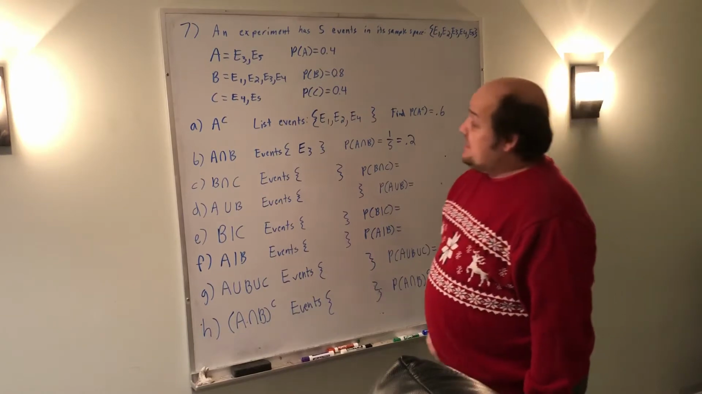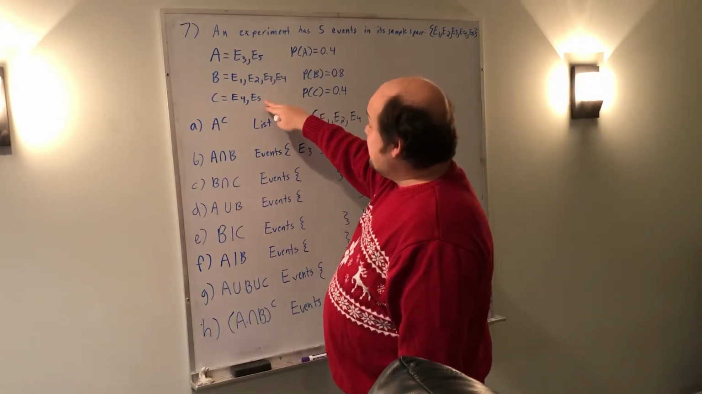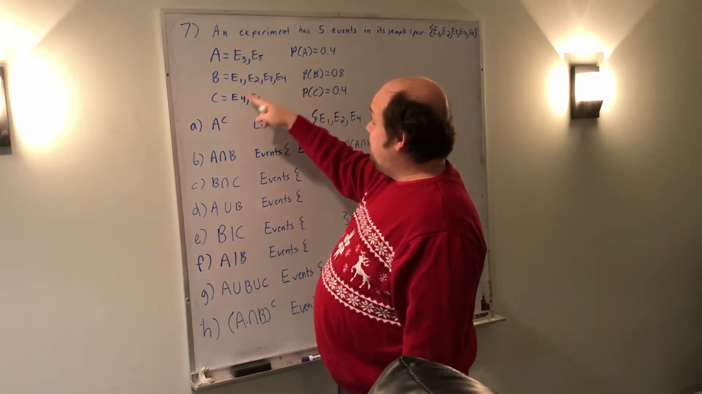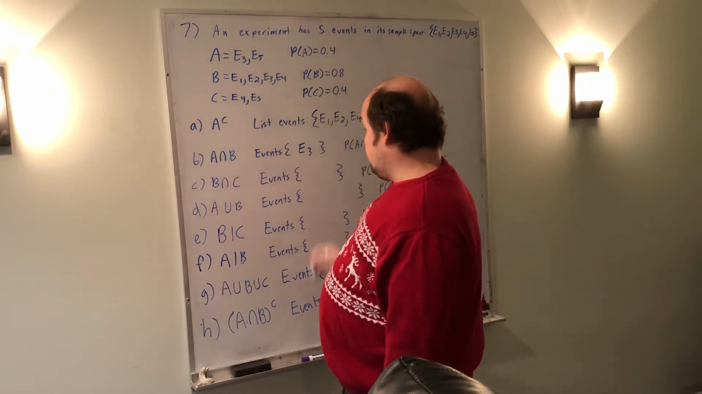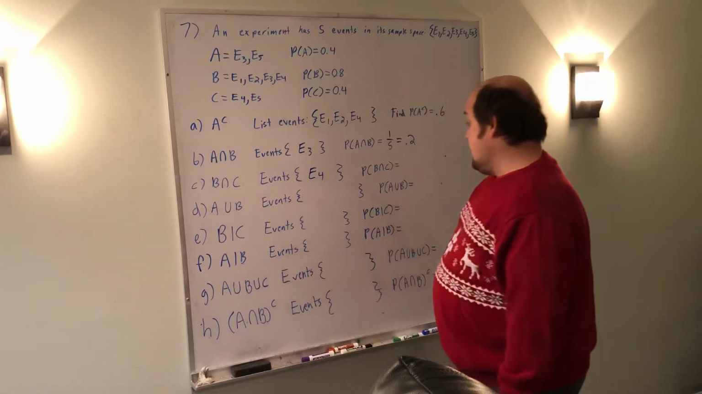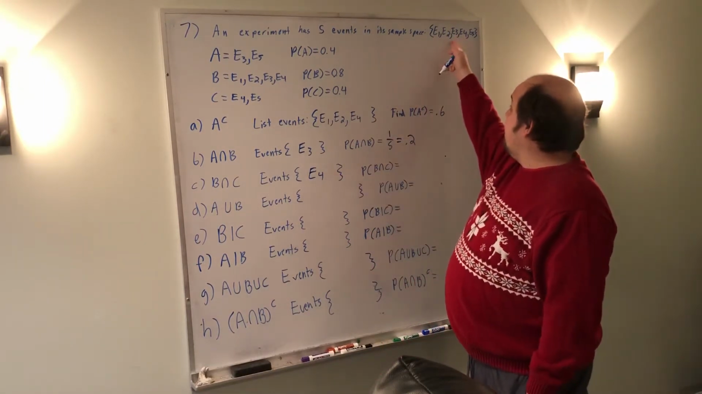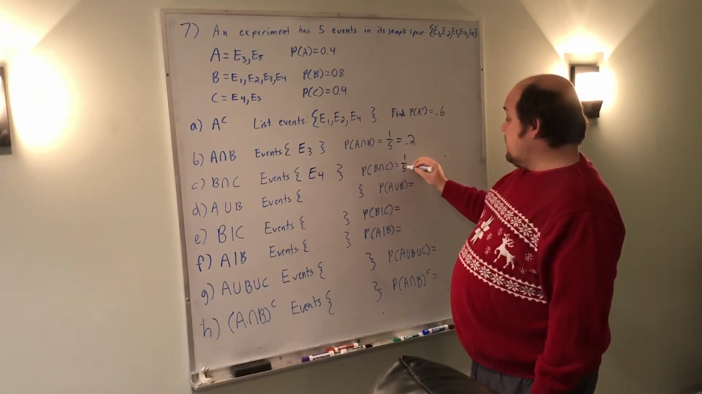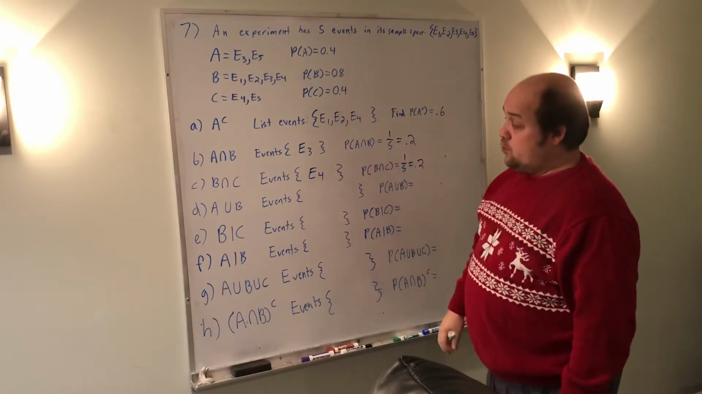For B intersect C, same idea. I look at the 2 sets. I say, what's the overlap? Well, E4 is the only thing that occurs in both. So E4 is the event that's in B intersect C. Again, it's just 1 out of 5 total events in the sample space. That's why its probability is 0.2.